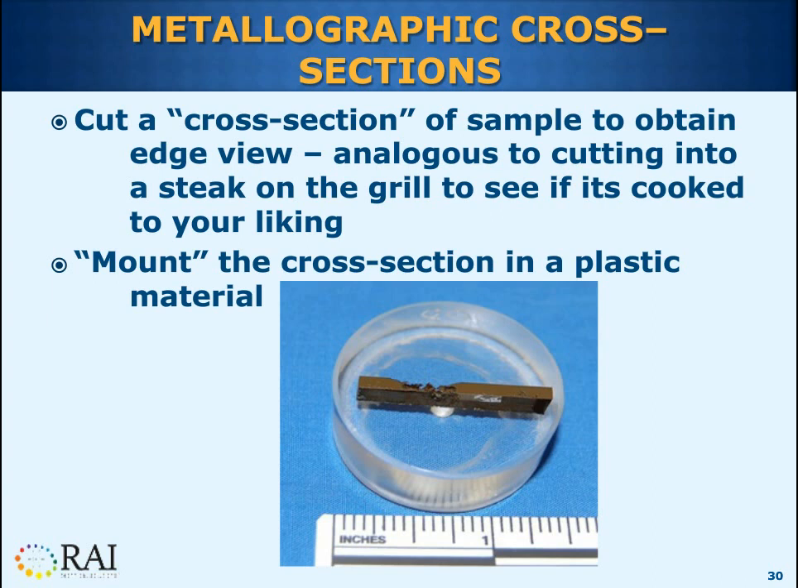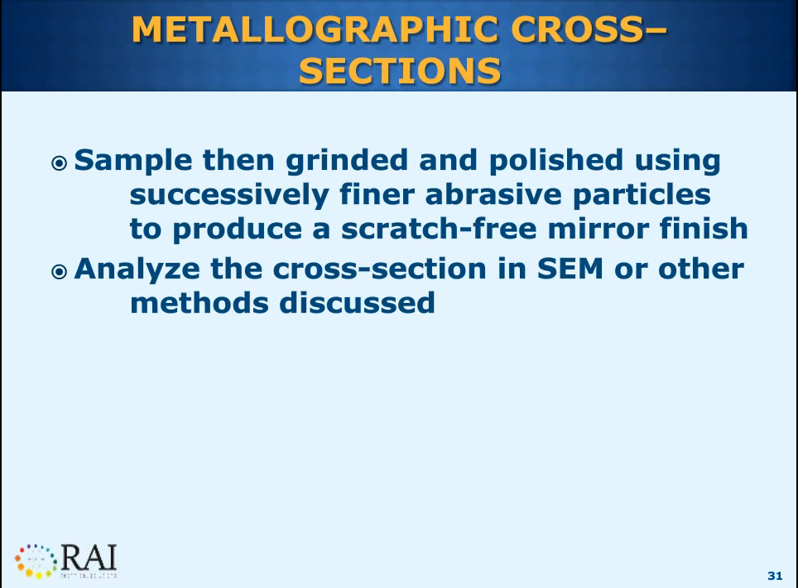Then you mount the cross-section material in a plastic material. In the photo shown, the clear disc is the plastic mounting material. The thin but wide dark object embedded in the plastic is the sample that is to be analyzed. You then take that so-called metallographic mount and you grind and polish it using successively finer abrasive particles to produce a scratch-free mirror finish. You then analyze the cross-section in the SEM or other methods that I'm discussing.